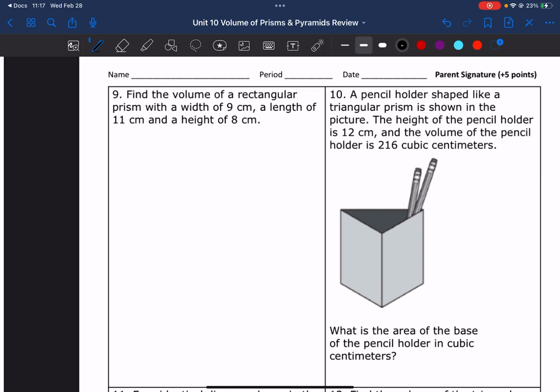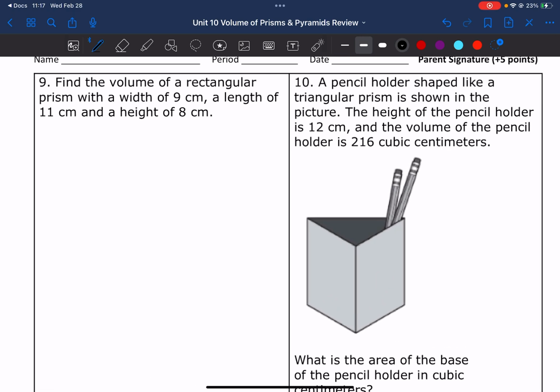All right. Number 9. Find the volume of a rectangular prism with a width of 9 centimeters by 11 centimeters by 8 centimeters. Remember, this is a rectangular prism, which technically what you're going to use is base times height. Here, we are finding the area of a rectangle, which will be base times height.